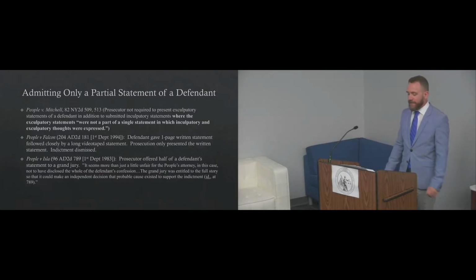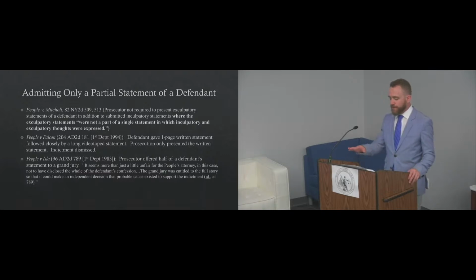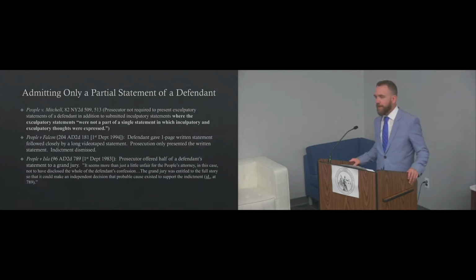So, in that case, what happened was it was a sex case, and he admitted to having sex with the complainant, but then he went on. It was like a 45-minute statement reduced to writing, where he talked about how it was consensual and it was a date and so on. And what they did was, instead of offering any of the statement, they just threw the detective at the grand jury, had the detective give a synopsis. And the detective said, yeah, he admitted he had sex, but said that it was consensual.